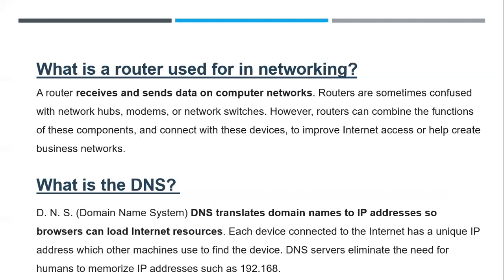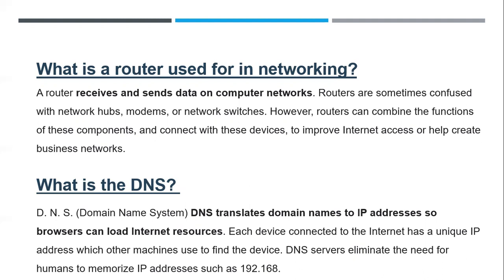A router receives and sends data on computer networks. That is the work of a router. For you to send information, or send some files, or have some communication in terms of resource sharing between one computer and another, the router must always be there. The router also must be configured. There should be some configuration on the router to ensure that it receives and sends data on computer networks.